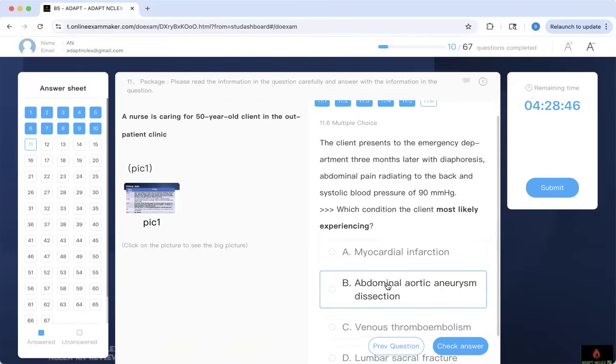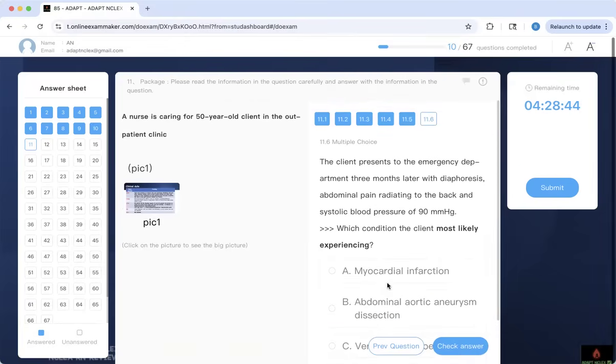The client reported to the emergency department 3 months later with diaphoresis. Now he's sweaty. He has abdominal pain. He's radiating towards the back. His systolic blood pressure is 90. Which condition is he complaining about? Remember, peripheral arterial disease is not just your leg.